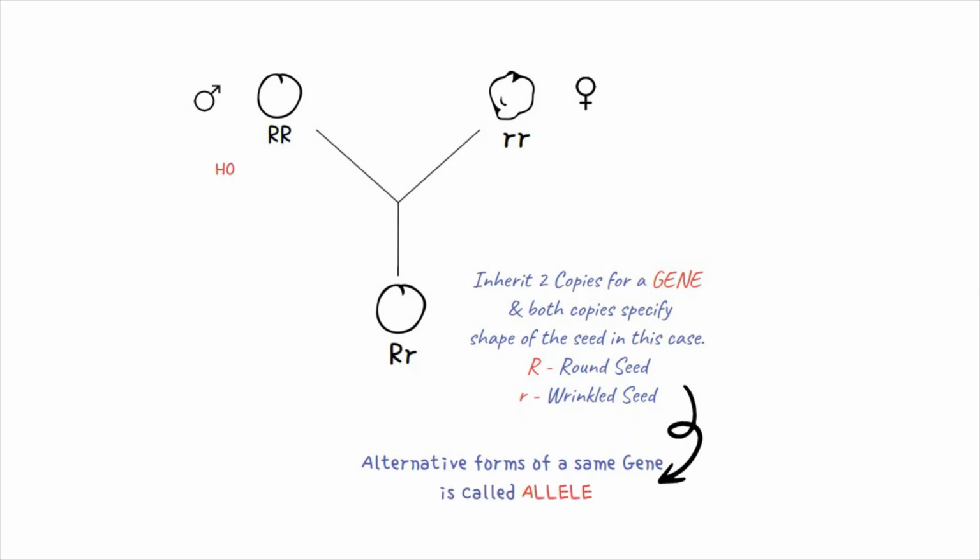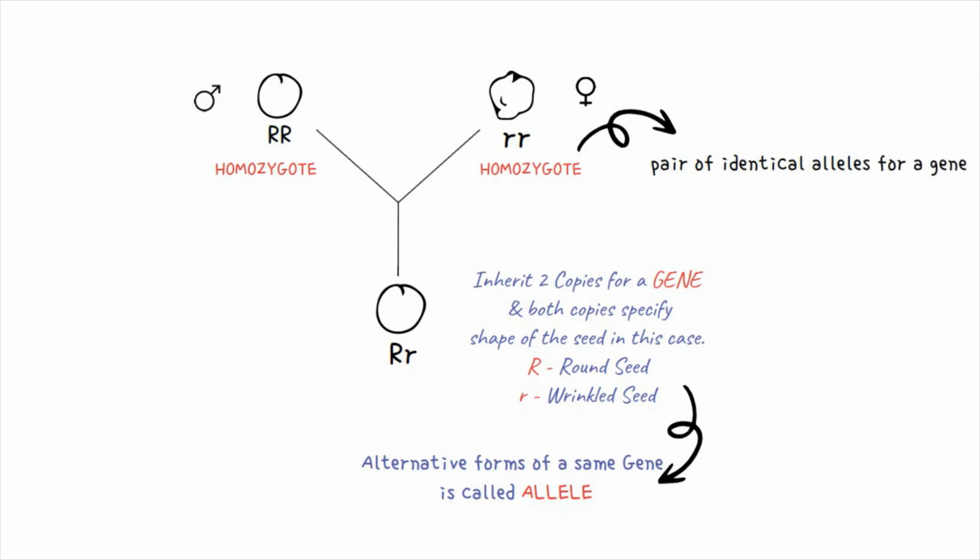So now individual can have two identical copies for a gene. So in this case they are called homozygote, because they have a pair of identical alleles for a gene. Individual may have two different copies for a gene. So in this regard they are called heterozygote, because they contain two different alleles for a gene.